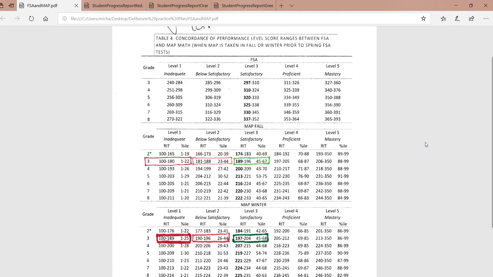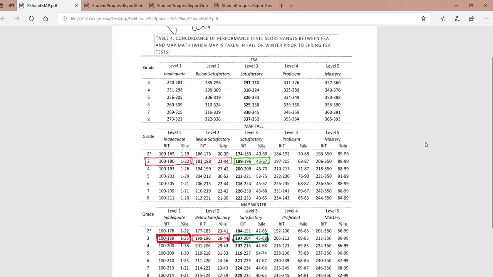video is that I'm going to show you a different kind of report so that you can have a better understanding of not only how a child has done from fall to winter, because we just finished taking the winter MAP assessment, but this will also give you an idea of where your child or where these sample children might be if they were to take the FSA today or within the next couple of days.